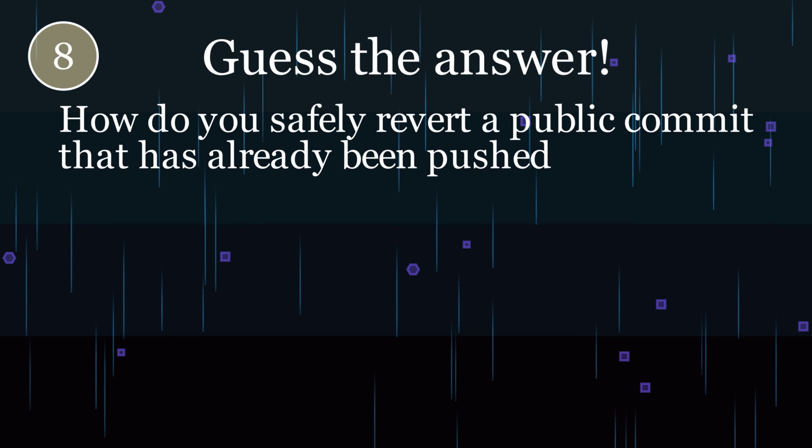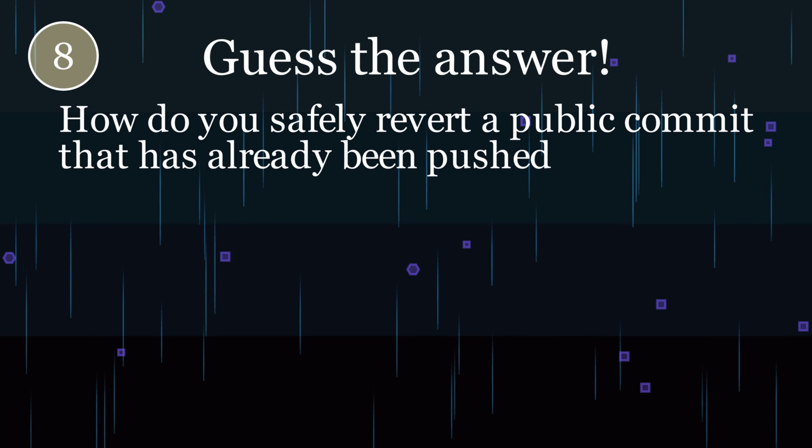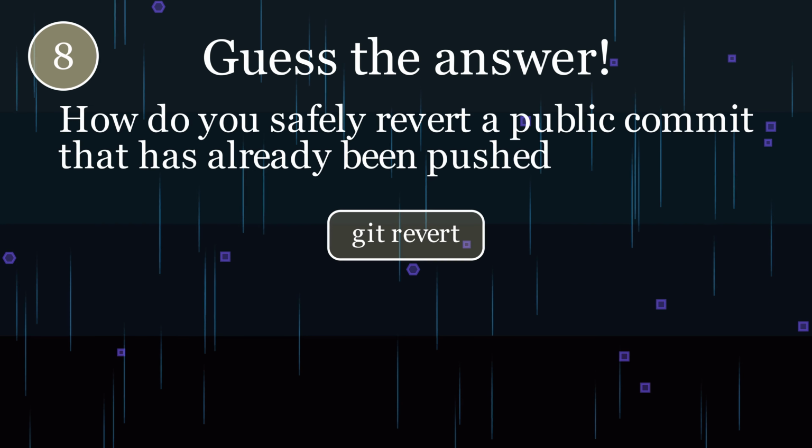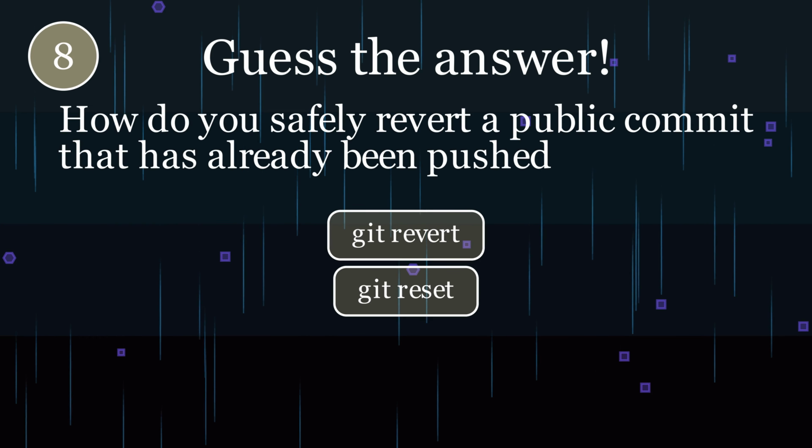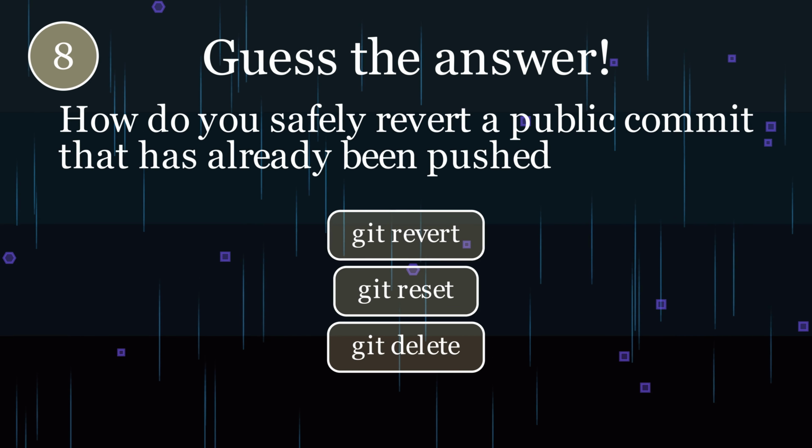How do you safely revert a public commit that has already been pushed? Git revert. Git reset. Git delete.